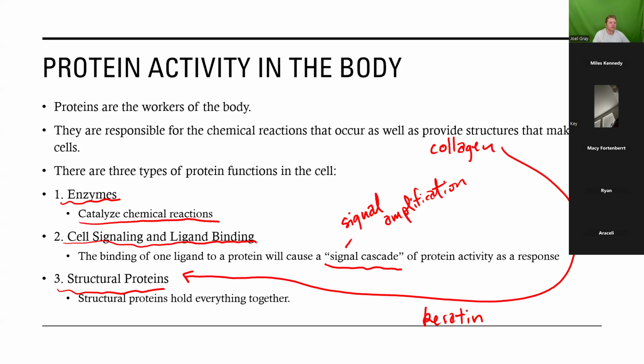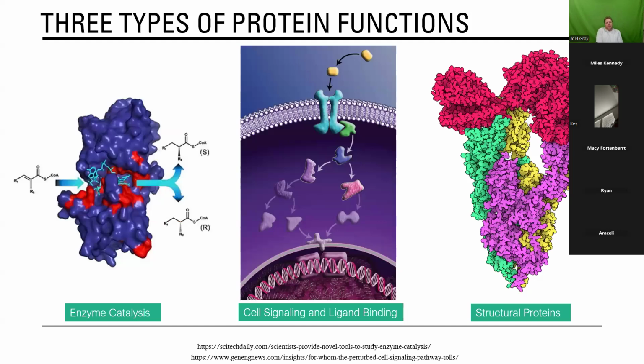So, that said, these three major roles of protein functions we're going to talk about over the course of this semester. We've got enzyme catalysis, we've got cell signaling and ligand binding, and then we've got structural proteins. Now, with enzyme catalysis, essentially what we've got is one molecule going to a protein or an enzyme and being broken into two different molecules.